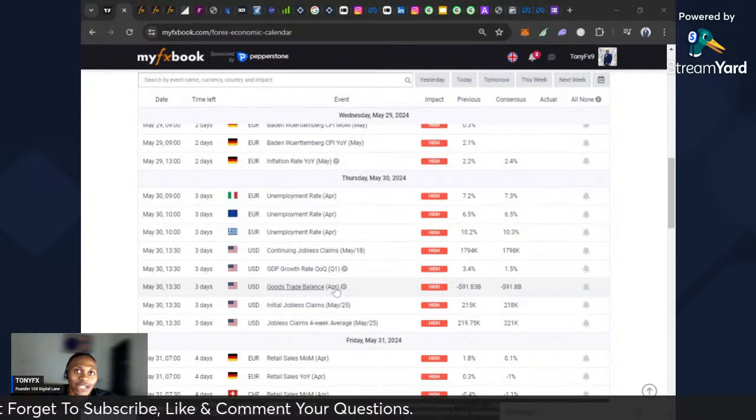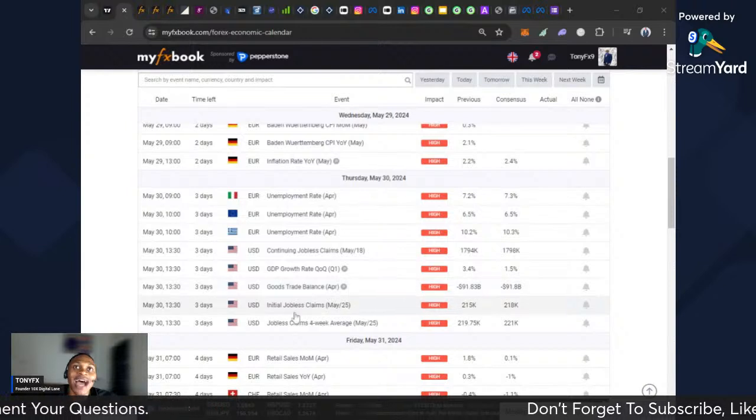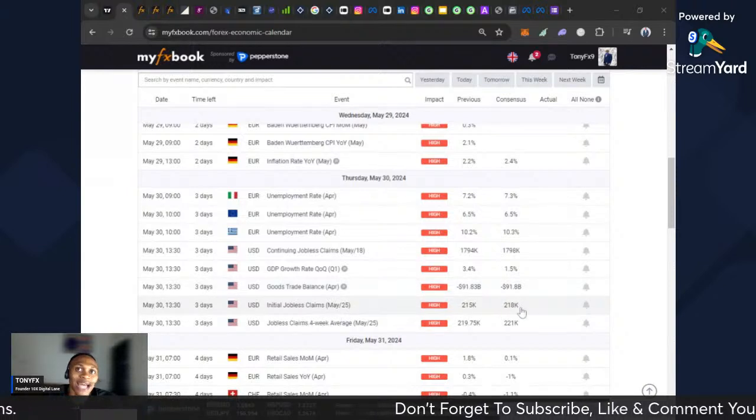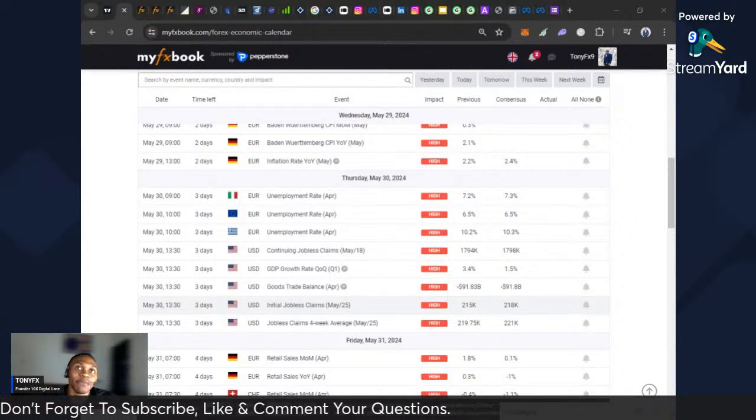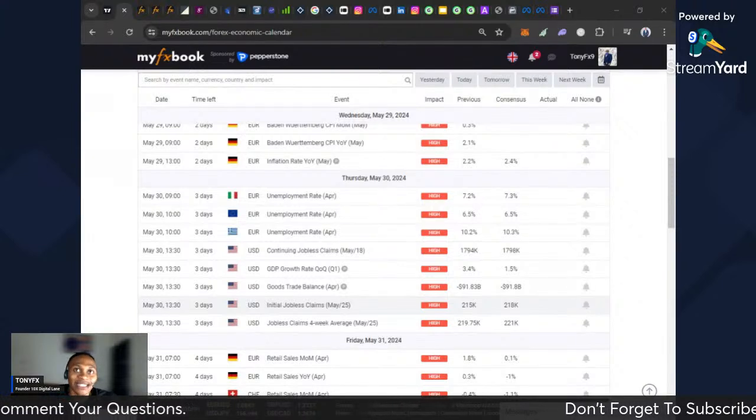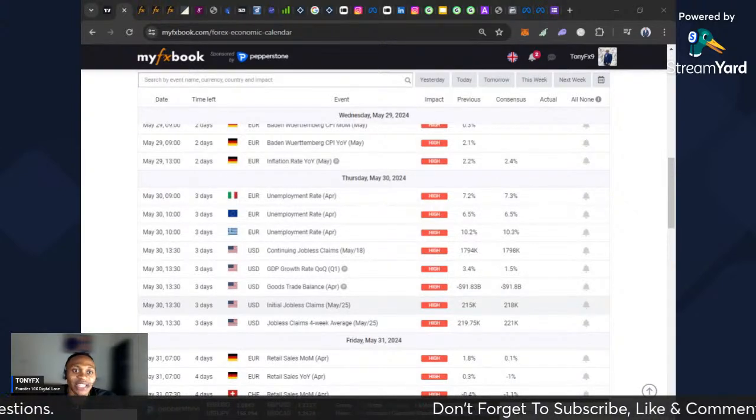Goods trade balance has to do with total imports minus total exports in the United States of America, and initial jobless claims has to do with those who have applied for jobless claims in the United States of America. For the past 2 weeks, my friends, the dollar has been performing very well on the initial jobless claims. People have been getting jobs. The number of people saying that they don't have jobs has been reducing.